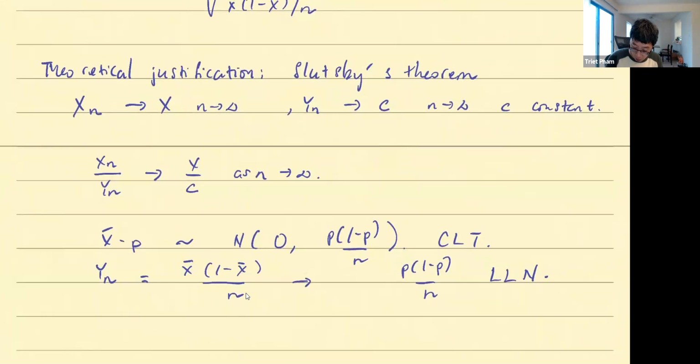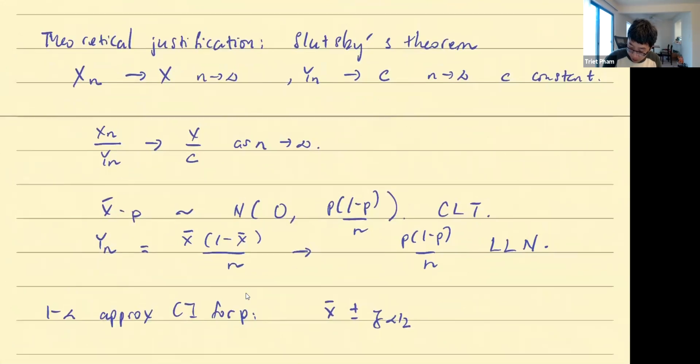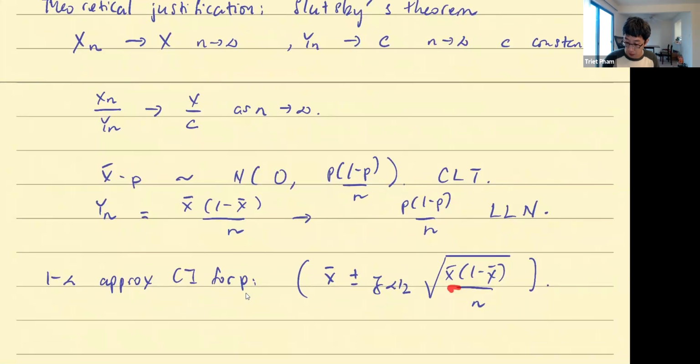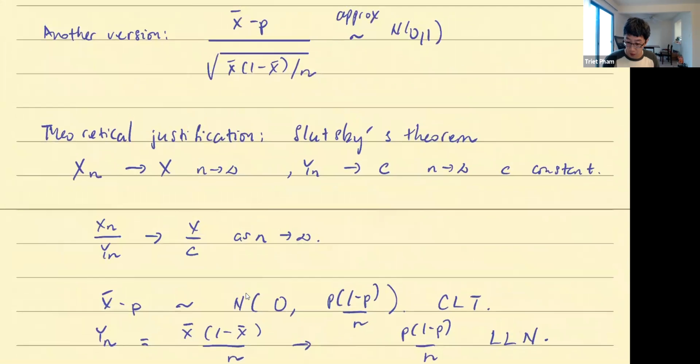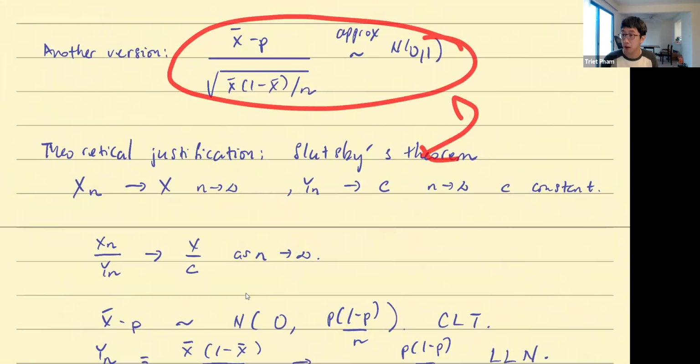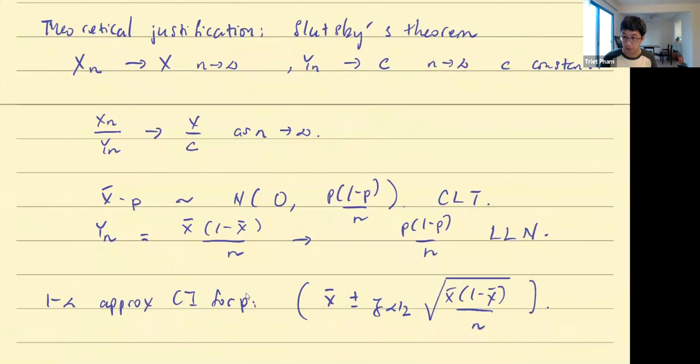So what you can do now is say that the 1 minus alpha approximate confidence interval for P would be X bar plus or minus z alpha over 2 times the square root of X bar(1 minus X bar) divided by n. And this is valid, because this does not depend on P, and the distribution is justified by this discussion. Any question on this?